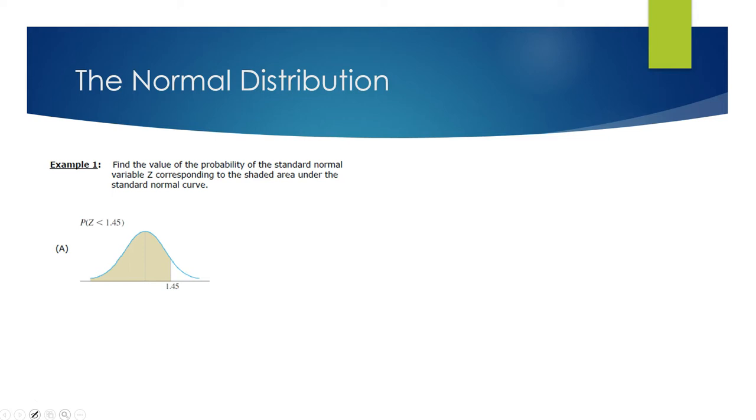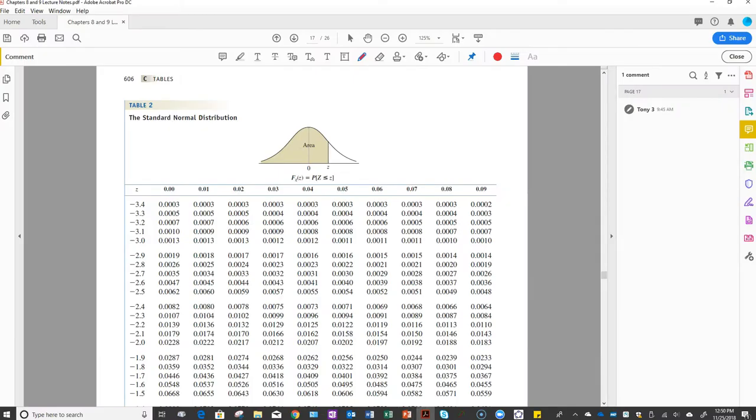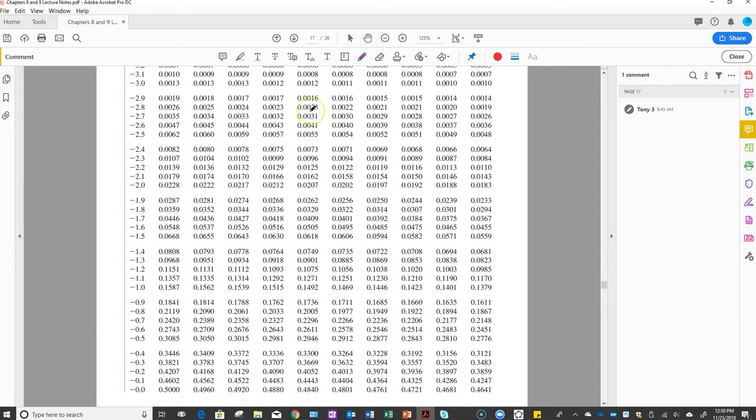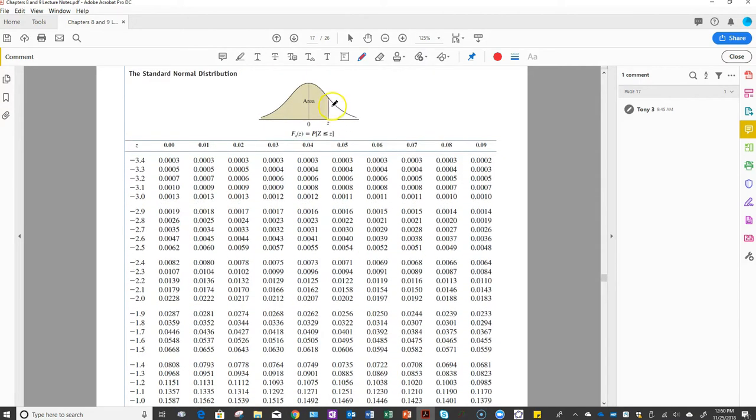So to do this, I'm looking for a score that's less than 1.45. So if I go to the table, I want to be on the positive table where the positive z-scores are. Keep in mind, it's always an area that's to the left of z. So these are always going to give me areas to the left of a value. I have the right region, so all I have to do is find 1.45 on this table.